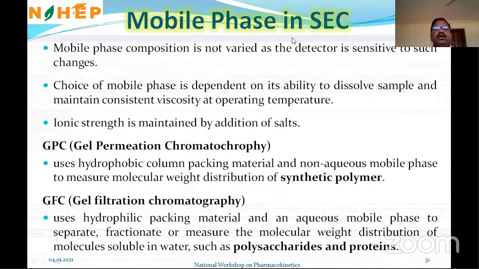Coming to size exclusion chromatography, again two types are present. The first one is gel permeation chromatography. This uses hydrophobic column packing material and a non-aqueous mobile phase to measure molecular weight distribution of synthetic polymers. Whereas gel filtration chromatography uses a hydrophilic packing material and an aqueous mobile phase to separate, fractionate, and measure the molecular weight distribution of molecules soluble in water, such as polysaccharides and proteins.